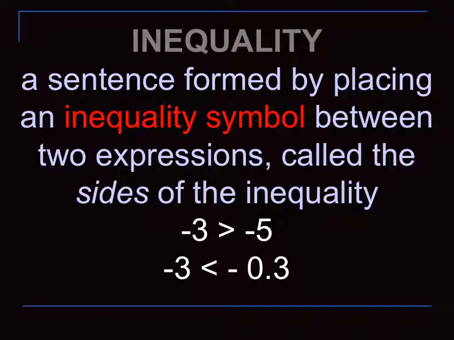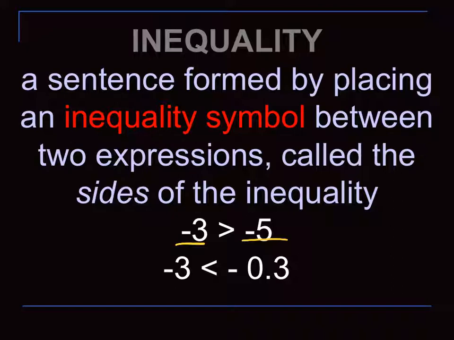So an inequality is just a sentence formed by placing an inequality symbol, all those symbols that we just saw, between two expressions called the sides of the inequality. So we've got two sides to an inequality. On one side we've got -3, and on the other side we've got -5. Now again, you can see that we've got a true statement here. If the proverbial alligator is eating the bigger number, -3 is a bigger number than -5.